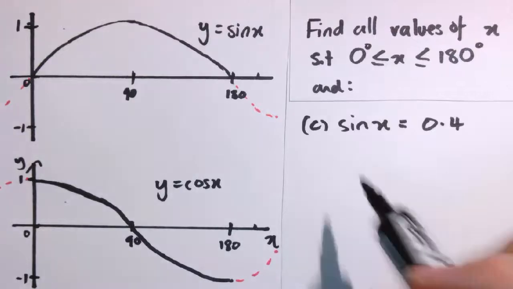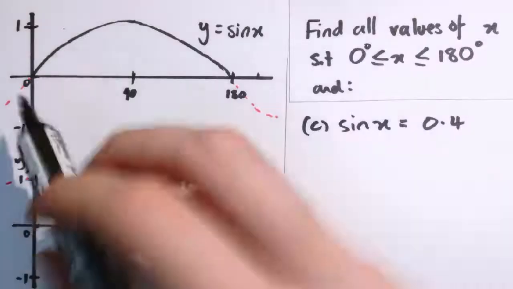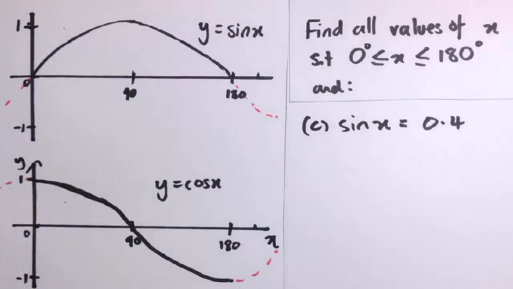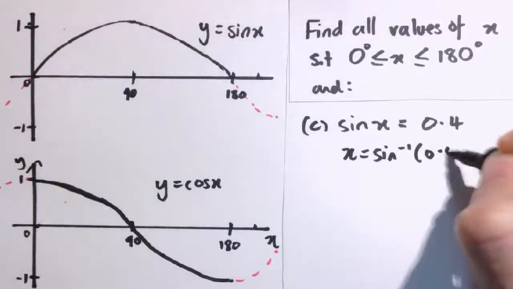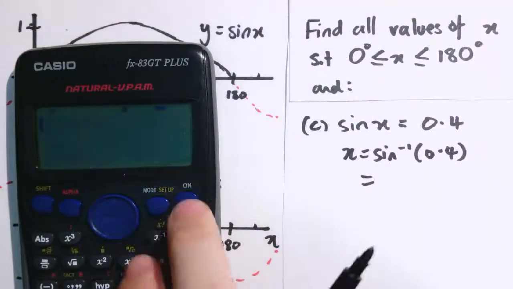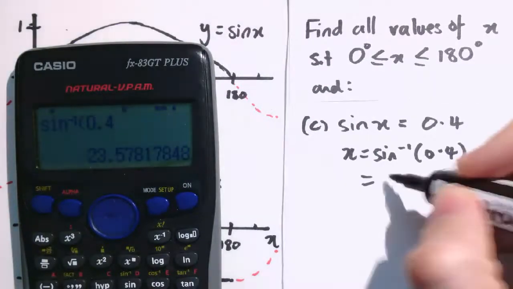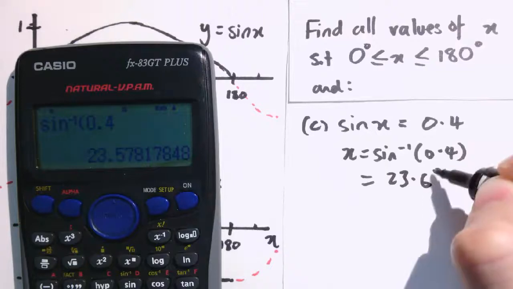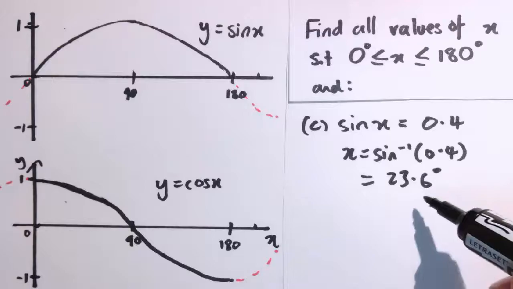Now I've got an equivalent problem here, but instead of cos we've got sine. It's a little bit more complicated for sine in this range between 0 and 180 degrees, because we start off as we did before, and we just say that x is sine inverse of 0.4, and then we'll plug that into the calculator. So we'll do shift sine 0.4, and that gives us 23.6 degrees to one decimal place. And if we look at the graph, that's fine. 23.6 degrees could be about 0.4, that looks right.